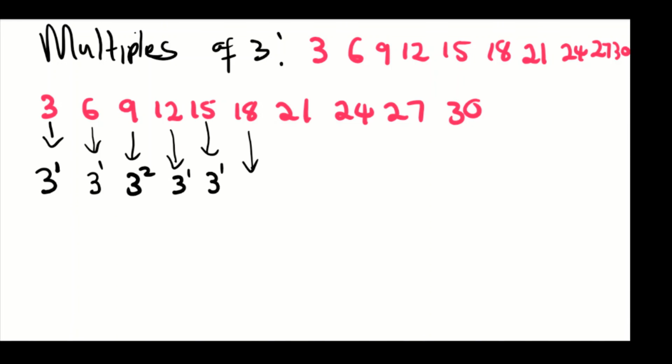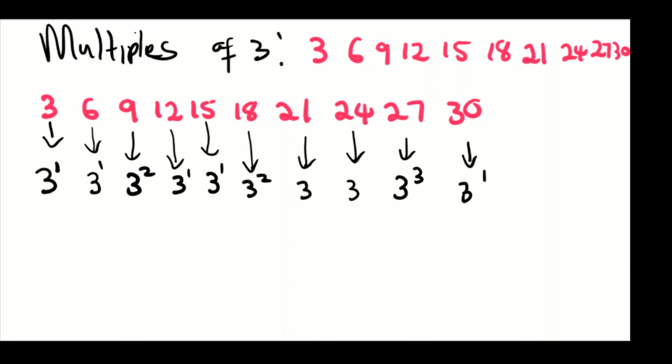And then here we can say 3 to the power of 2 multiplied by 2, because 3 to the power of 2 is 9. 9 times 2 is 18, so it's going to be 3 to the power of 2. And then here it's going to be 3, because 7 times 3 is 21. And then here we have 24, so it's going to be 3, because 8 times 3 is 24. And then this one here, 27, is 3 to the power of 3. This one here is 3 to the power of 1, right?